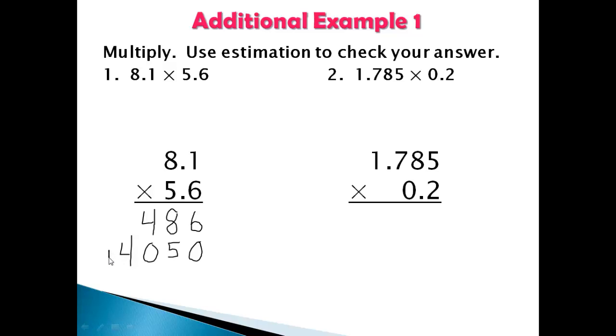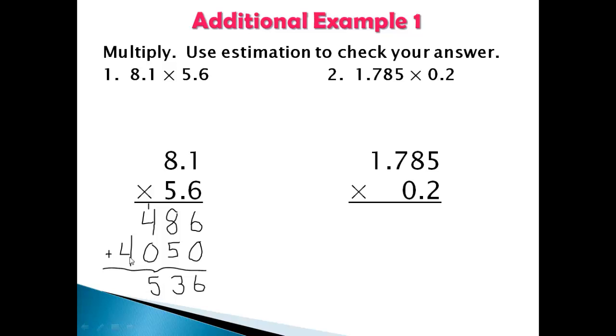Now we're going to add our 2 rows. 6 plus 0 is 6. 8 plus 5 is 13. Write our 3 and carry our 1. And 1 plus 4 is 5. Plus 0 is still 5.